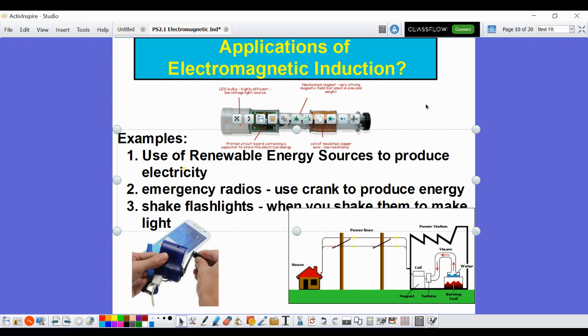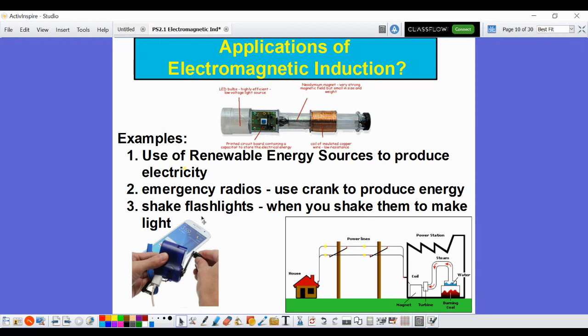So you have some information on your notes that you need to write down, and you should have three examples. Basically, the use of renewable or non-renewable energy sources. In this case, burning coal is a non-renewable energy source that produces electricity. Emergency radios, we use that crank to produce energy, just like we would use the crank here, and the shake flashlight. So please make sure you're writing all three of these down and what's after each one of them. Everything that I just uncovered here should be written on your notes. If you leave anything off, you're going to lose some points. So please make sure you're doing that.